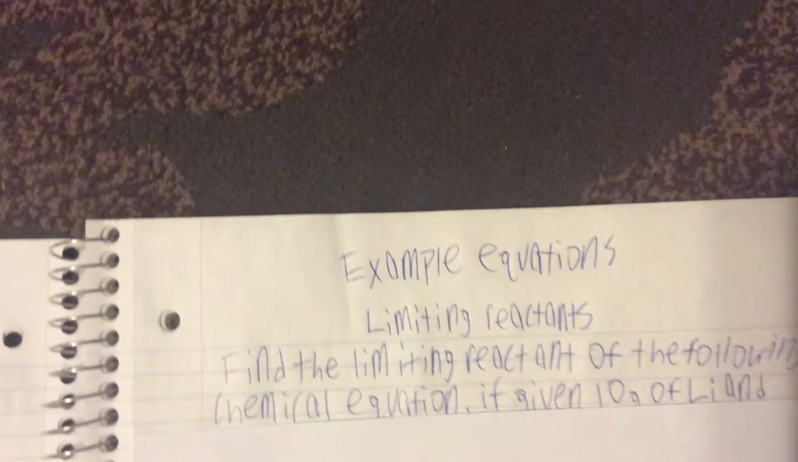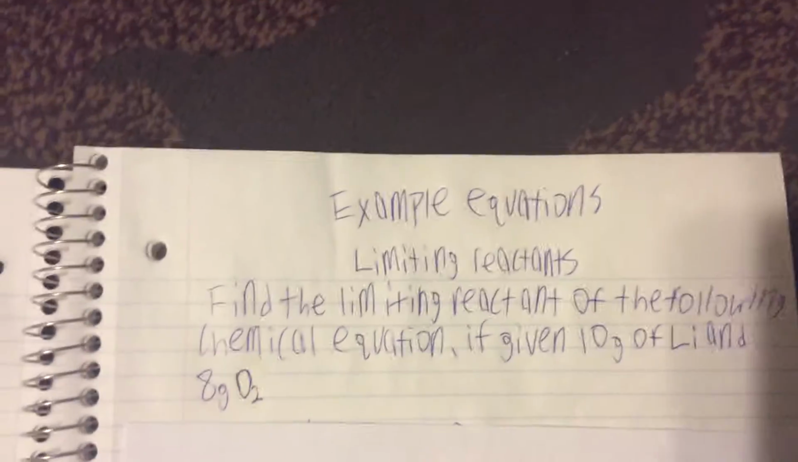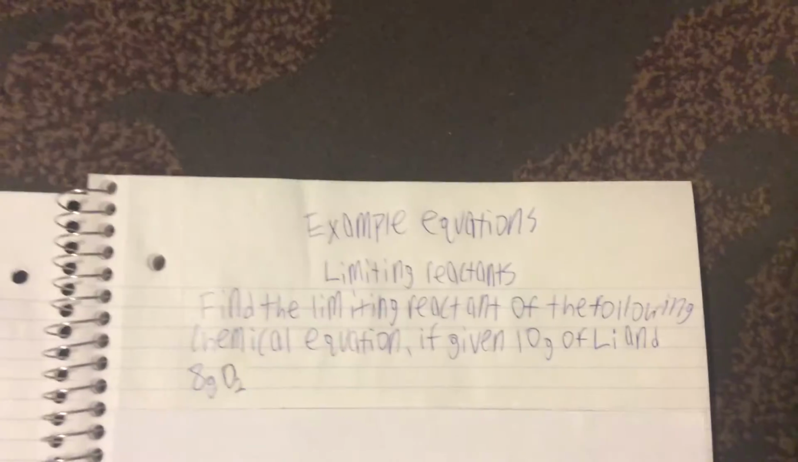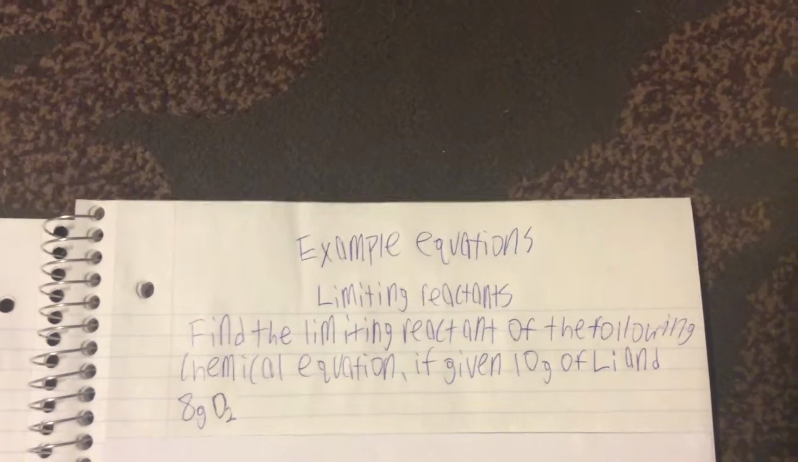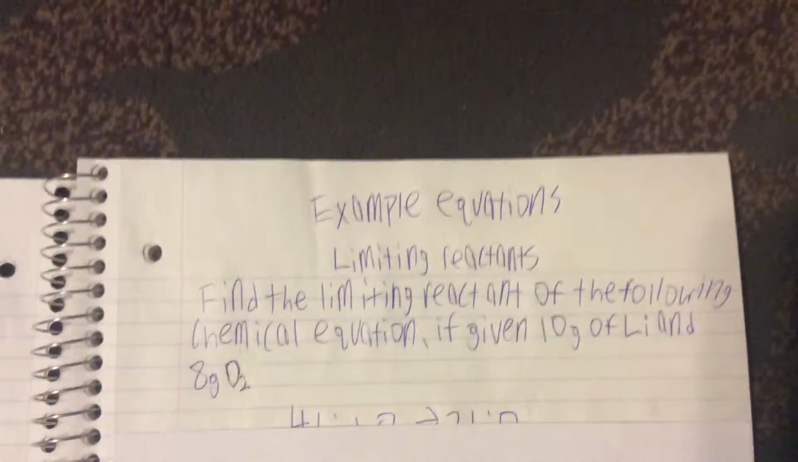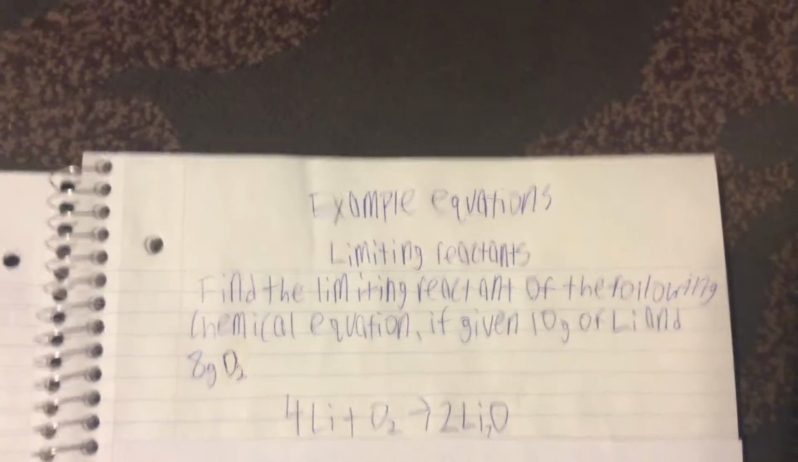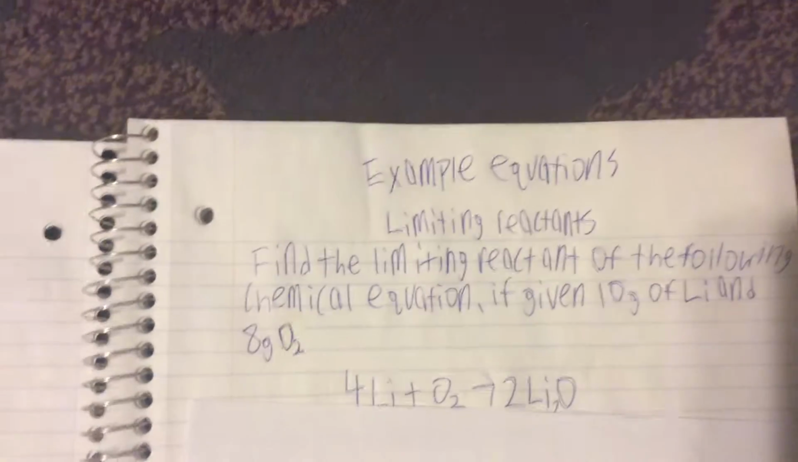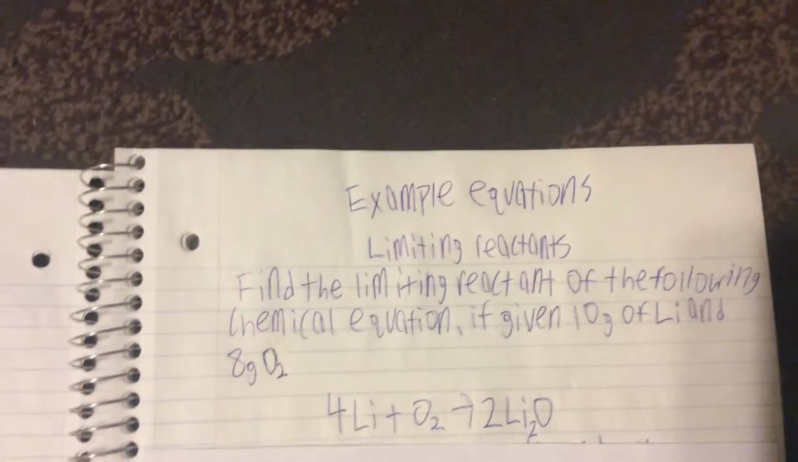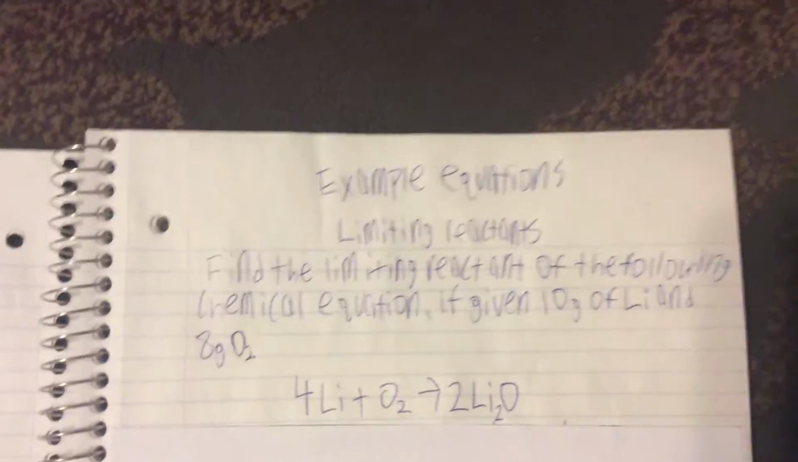Now we're going to go ahead and move on to how to find the limiting reactant of an equation. Remember, that can only be determined by this math. So they'll ask you to find the limiting reactant of the following chemical equation if you are given 10 grams of lithium and 8 grams of oxygen. So here's the equation they'll give you. Go ahead and try and format this yourself again.